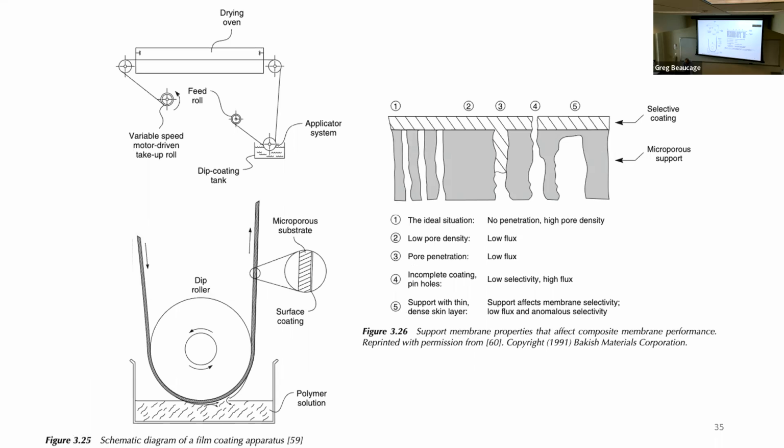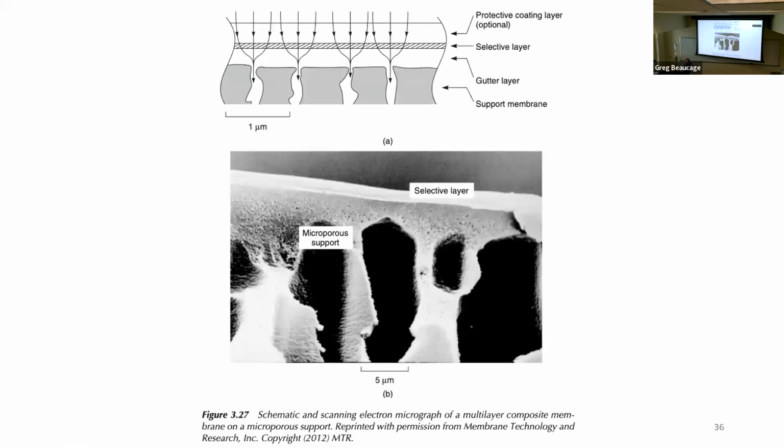This is just showing the various problems you can run into. So you have a support, and then you have a membrane. So ideal would be like that. Two is low pore densities. There's not enough holes in your support. Pore penetration: your membrane material enters the pores. Incomplete coating: you have holes in the separation layer. And then the support isn't good enough, so that'll break when you try to use it. Right. So there's various kinds of problems with membrane separation.